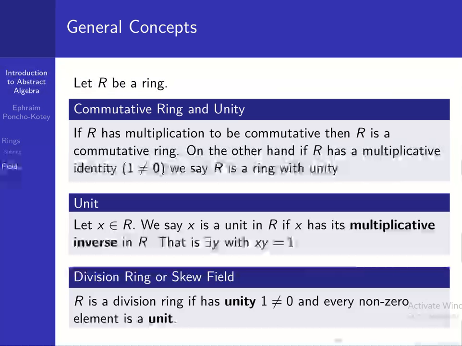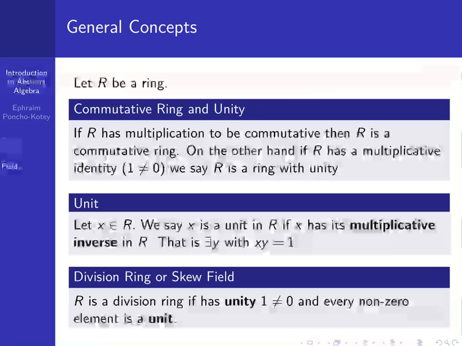Now look at another concept, unit. A unit is an element which has its multiplicative inverse in R. So there's a difference between unity and unit. Unity is a whole set, because we say a ring with unity is a whole set. But we say a unit is an element in the set that has its multiplicative inverse. So a ring with unity has 1. It has other elements including the multiplicative identity, that's 1. But the units are the elements that have their multiplicative inverse in the ring.